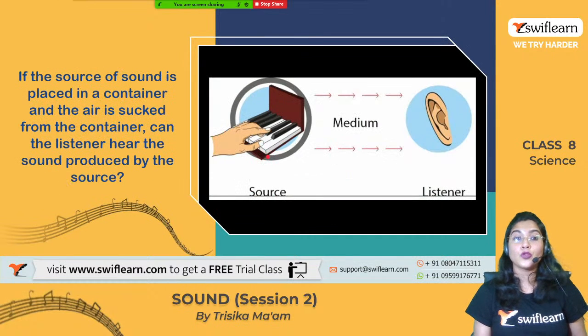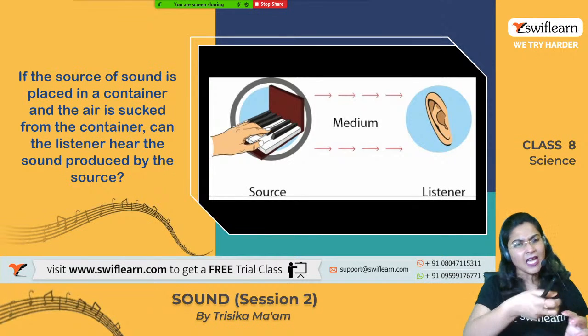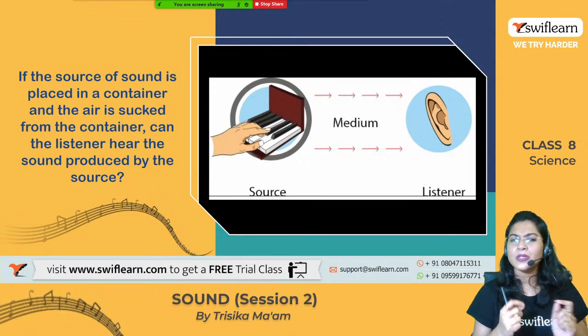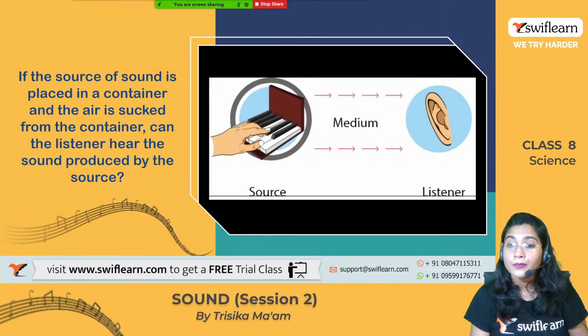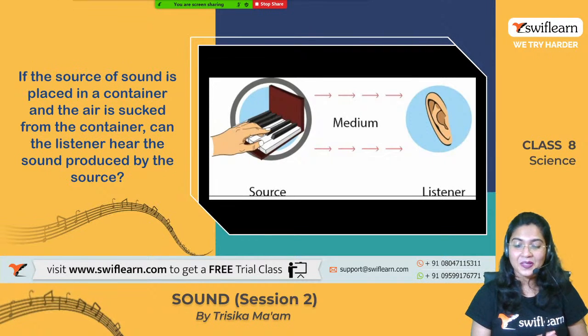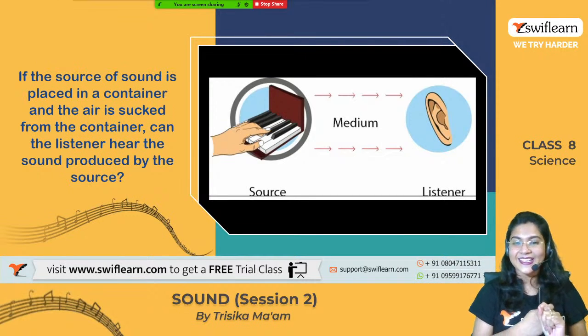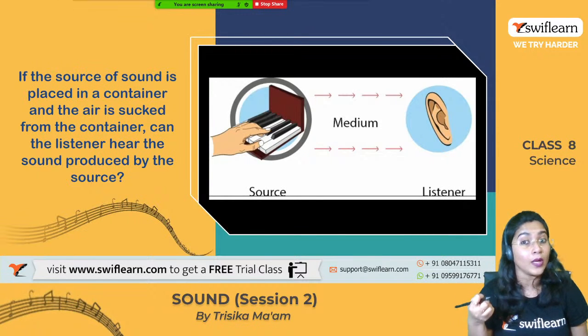Now let's move on to what will happen if air is not present. You can take a container and suck all the air from the container. So can the listener hear whatever is present within the container, or any source of sound in the container? Will it produce the sound, or will you be able to hear it? What do you think? Please write it down in the chat box. No, we will not be able to hear anything, right? Because we have already sucked out the whole air.